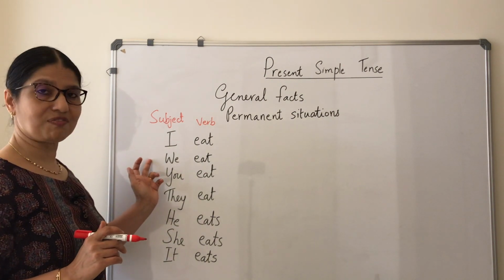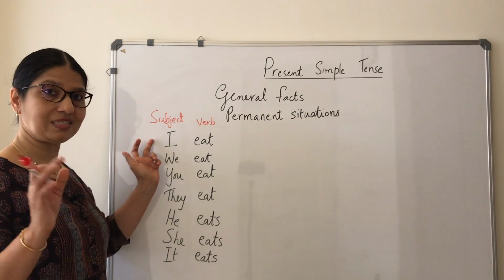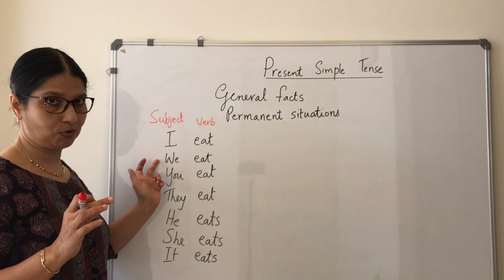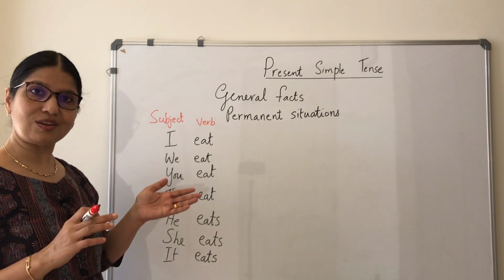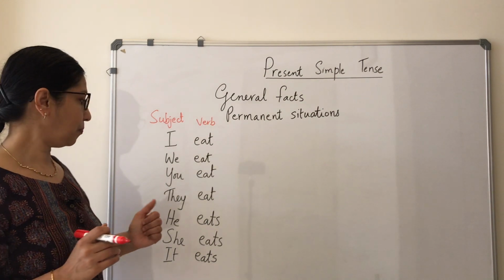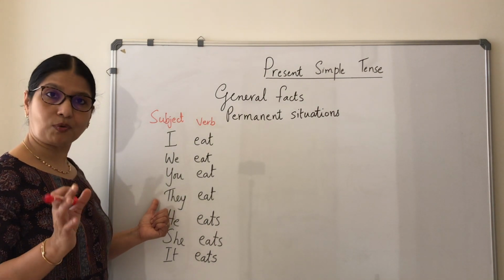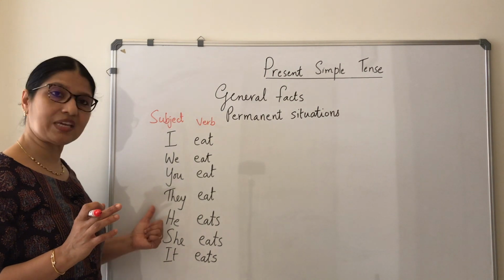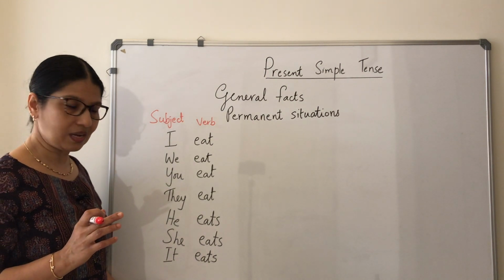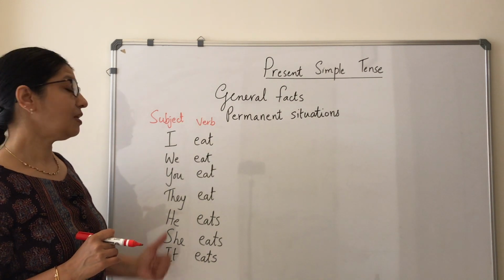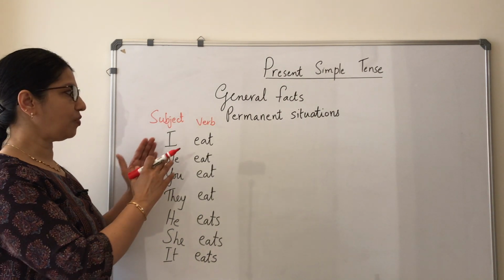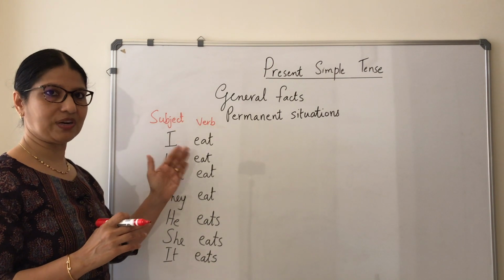I and we are first person. I is first person singular and we is first person plural. You can be both second person singular and plural. They is third person plural, and below that you have he, she and it, which are third person singular forms. So you can see how we are using the verb eat with each one of them.